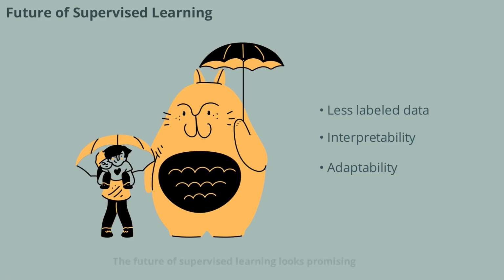The future of supervised learning looks promising, with ongoing research focused on reducing the need for labeled data, improving model interpretability, and making models more robust. Advances in transfer learning and self-supervised learning are expanding the possibilities, enabling smarter and more adaptable AI systems.